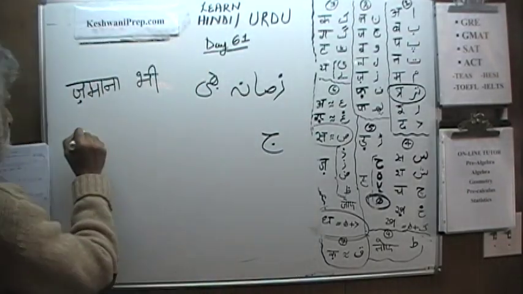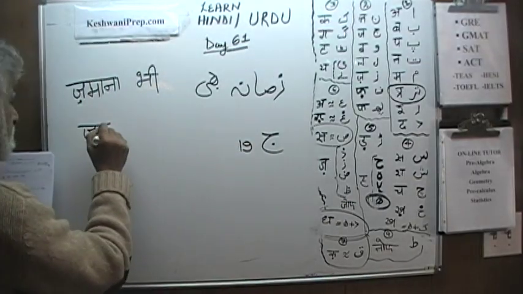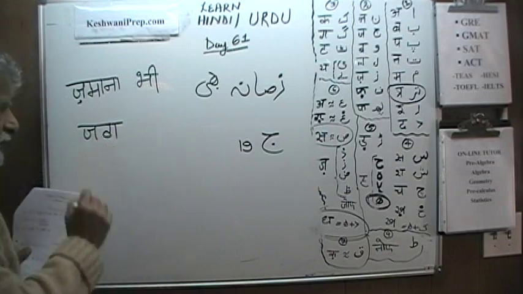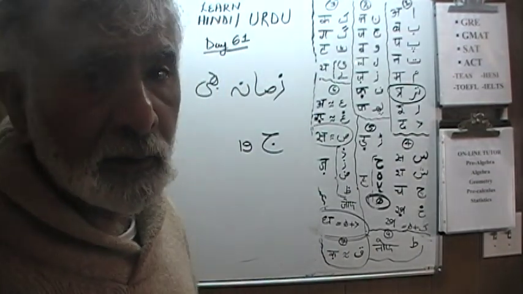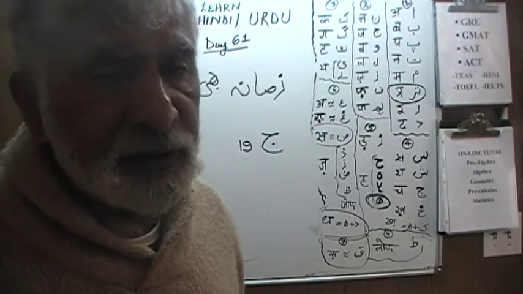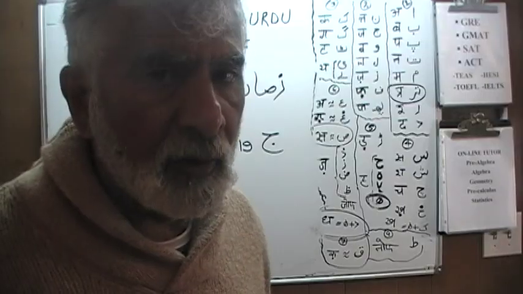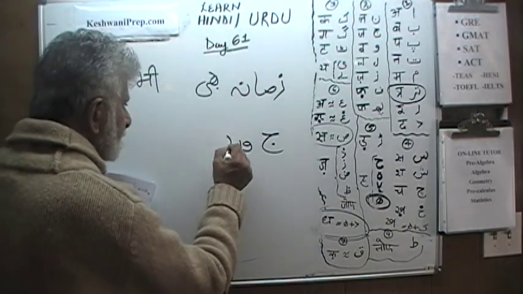Jo wa. So far it says Java. There is no such word. Java is not a word. What we're looking for is Jawan. We need to nasalize the N at the end. That converts the Java into Jawan. Jawan means youth.